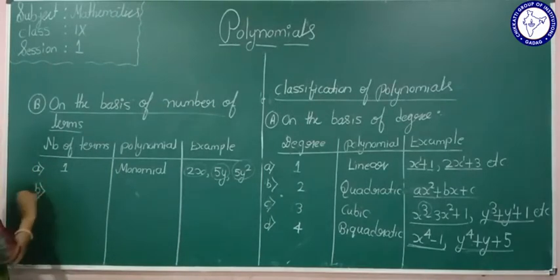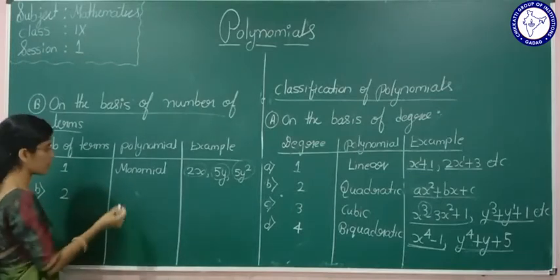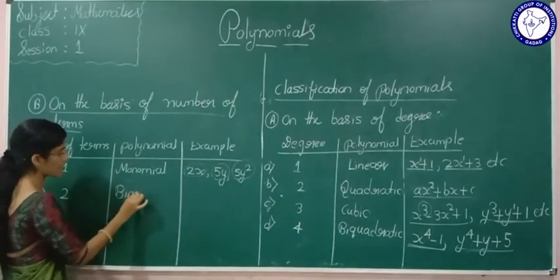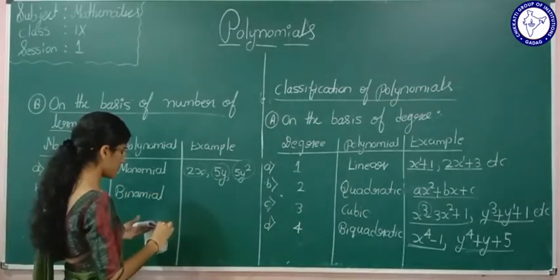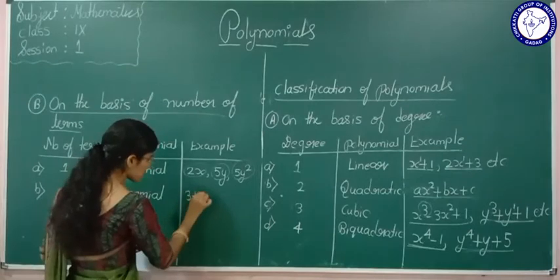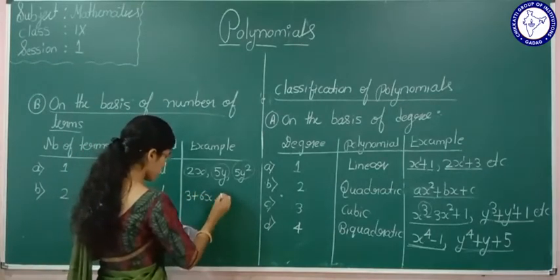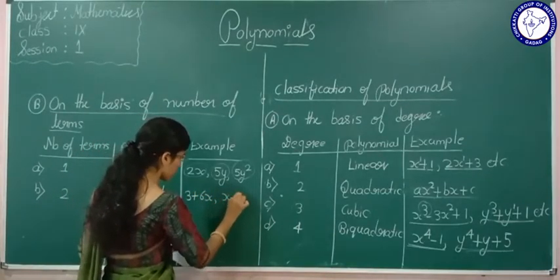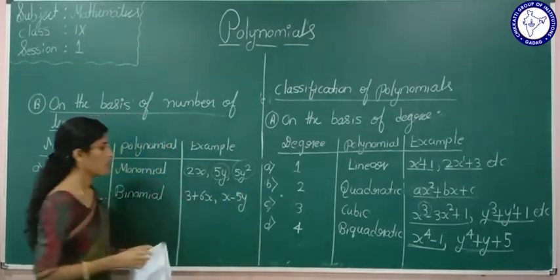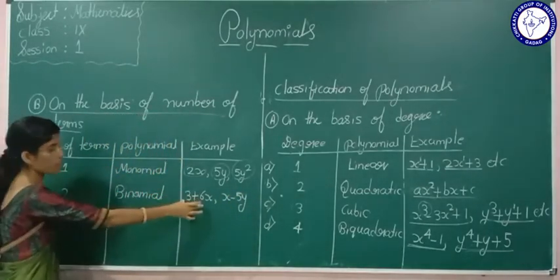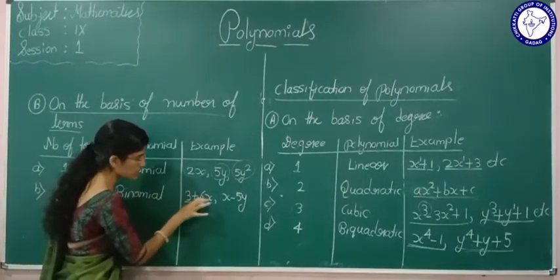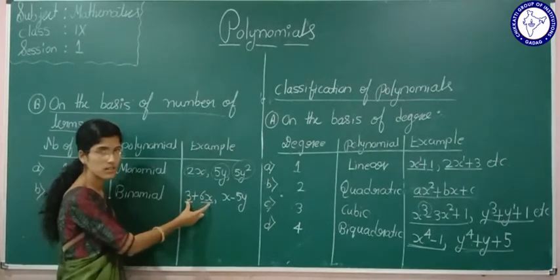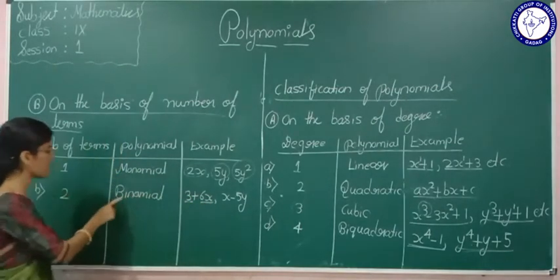Next we will see if the number of terms is 2. So what is the name for that polynomial? That is nothing but a binomial. So we will see examples here. 3 plus 6x, x minus 5y. Now see here, this is an example for binomial. Why? Because it contains two terms. This is one term and this is two terms. How many terms are there here? Here two terms are there. This is nothing but a binomial.